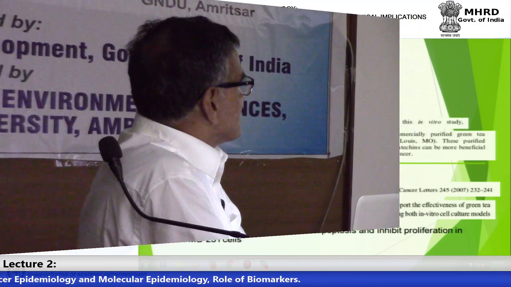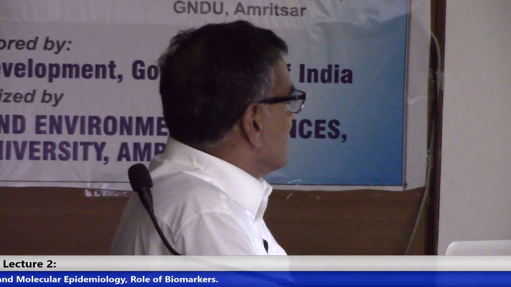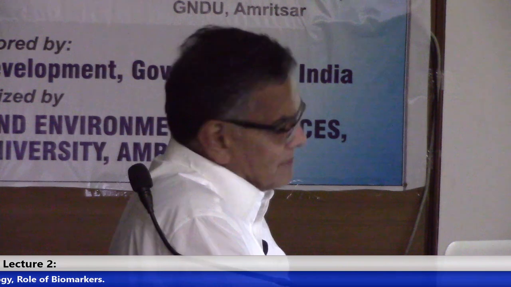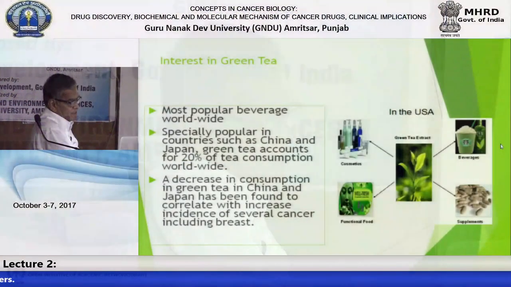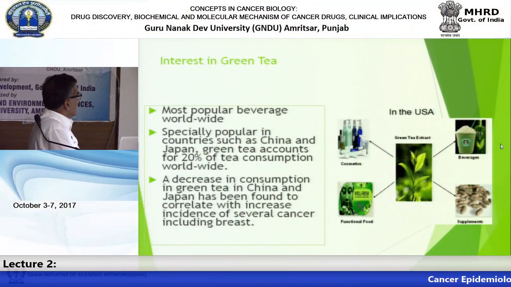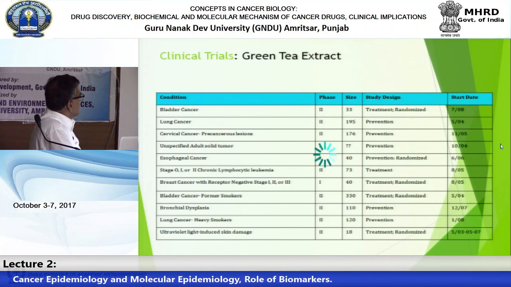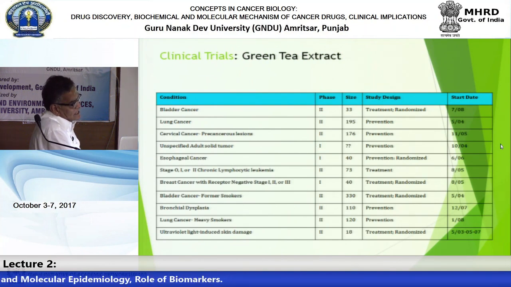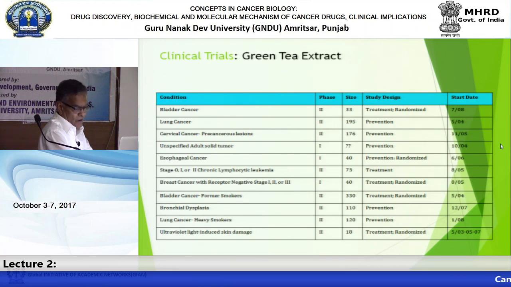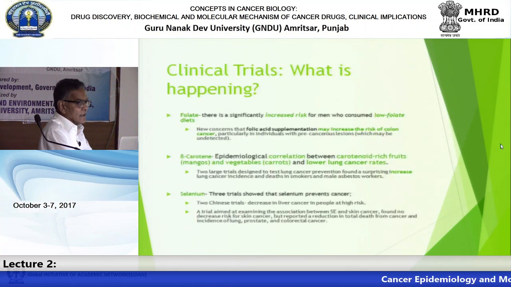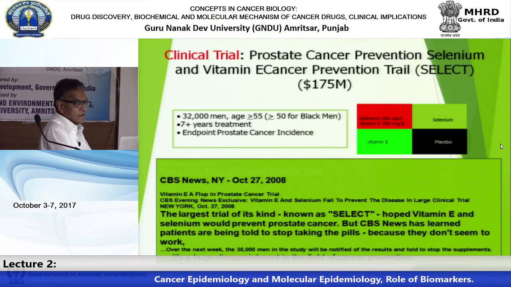I had gone and presented the work. He had sent me EGCG, which I used but did not publish. And they are used in the beverage and all. It became very popular in the United States. And then you have to do the randomized clinical trials. There are lots of clinical trials in the USA going on for green tea, and they are all ongoing. Okay? So, I'm not going to talk about that.